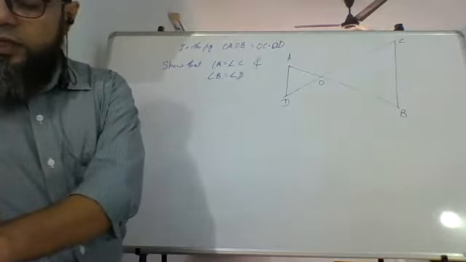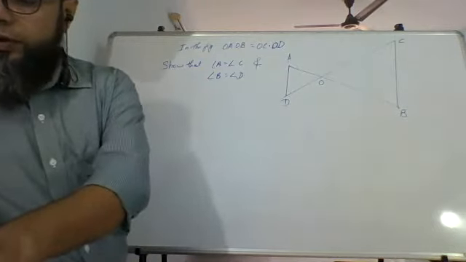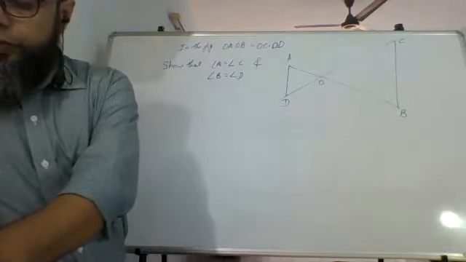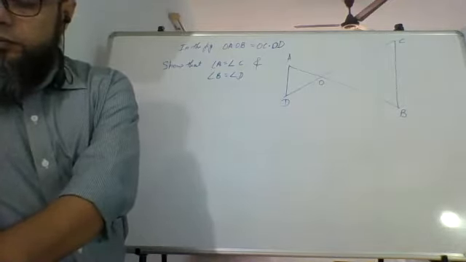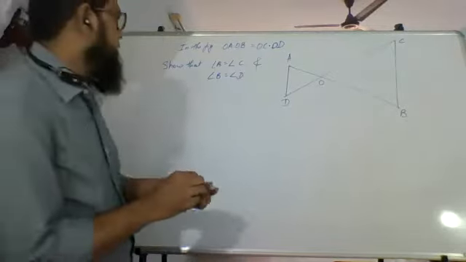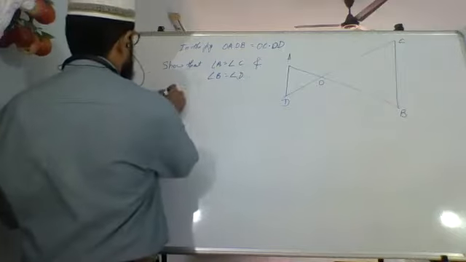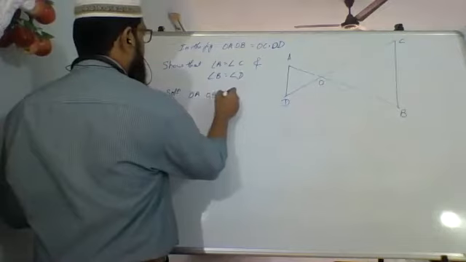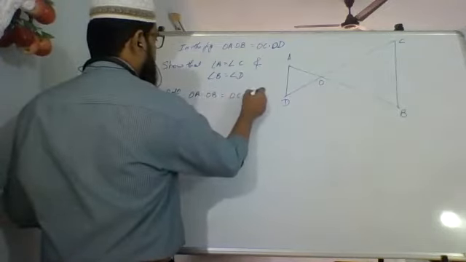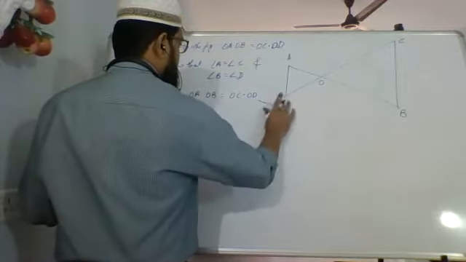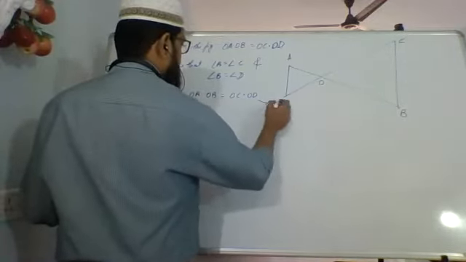We'll take whatever is given to us and proceed. So what is given to us? It is given to us OA into OB equals OC into OD. This dot means into, multiplication. This is given to me. Okay.